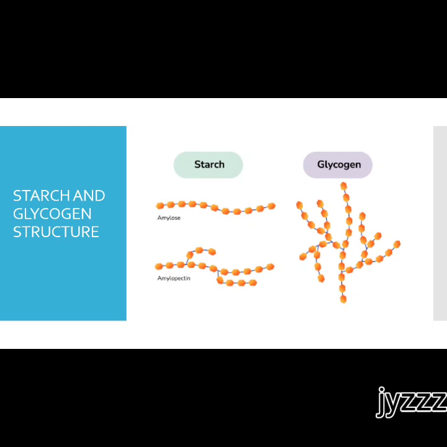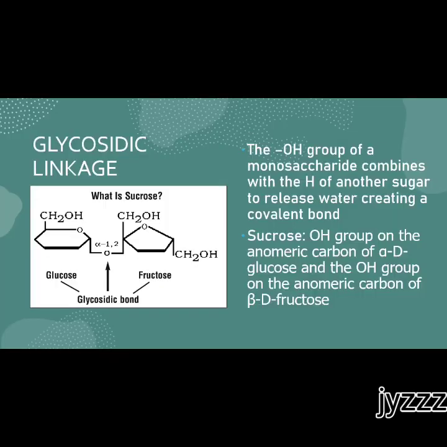Let's take a look at the glycosidic linkage. It is formed by a condensation or dehydration reaction, in which the OH group, the hydroxyl group of a monosaccharide, combines with the H of another sugar to release water, creating a covalent bond. That is the formation of the glycosidic linkage, which is a type of covalent bond.